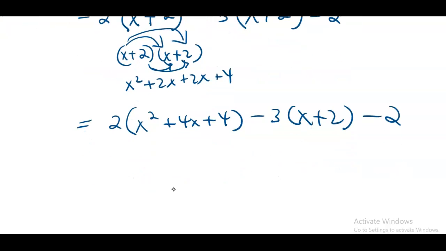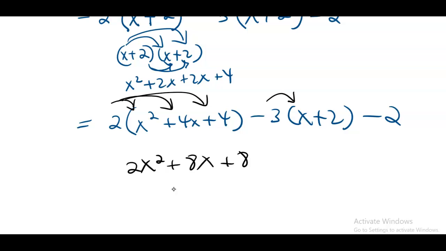Now we can just continue with the algebraic process of simplifying, distribute these. 2 times x squared is 2x squared. 2 times 4x is 8x. 2 times 4 is 8. Distribute the negative 3. Negative 3 times x is negative 3x. Negative 3 times 2 is negative 6. Bring down your minus 2.